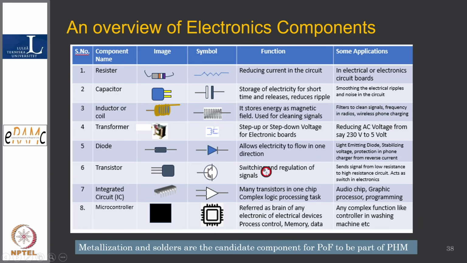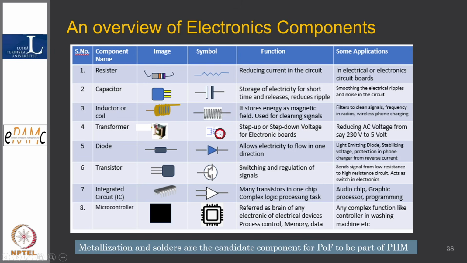And then we have the transformer. We all know there are two types of transformers: step up transformer and step down transformer. A step up transformer takes the voltage to a higher voltage. But here you are seeing the figure, which is the symbol for a step down transformer. It is reducing the voltage.